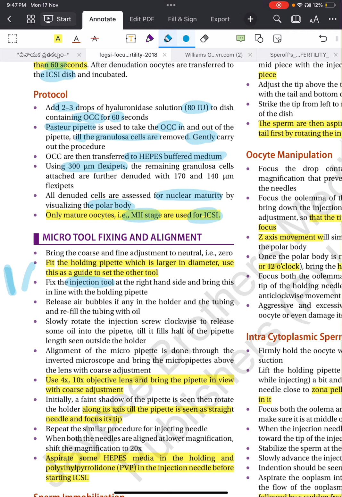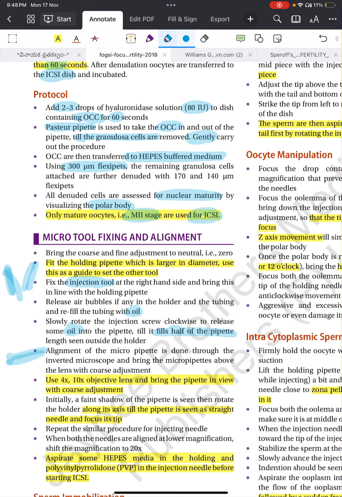We'll release the air bubbles, if any, in the holder, and remove the air bubbles from the tubing and refill the tubing with oil, so that the tubes are filled with oil. Slowly, we'll rotate the injection screw clockwise to release some oil into the pipette till it fills half of the pipette. Then alignment of the micropipette is done through the inverted microscope. Bring the micropipette above the lens with coarse adjustment. This is done somewhere outside the microscope, then we'll adjust it under the microscope.